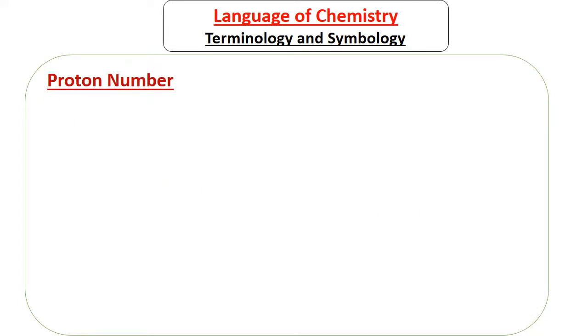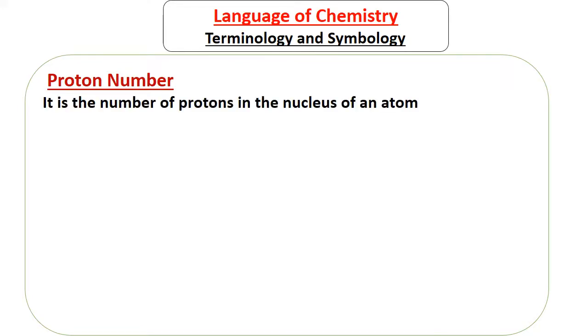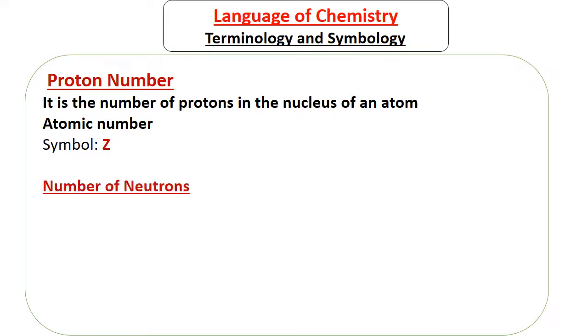So we're going to learn some terminology and symbology. We're going to start with proton number. This is the number of protons in the nucleus of an atom. Its other name is atomic number and it is represented by the symbol Z. So if an atom has 5 protons, then its proton or atomic number is 5.